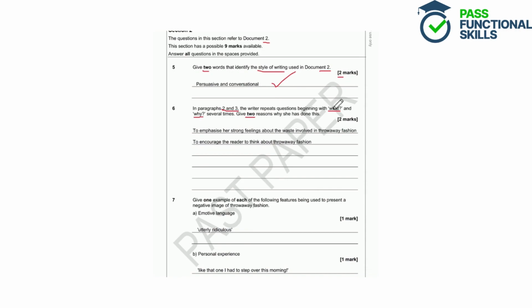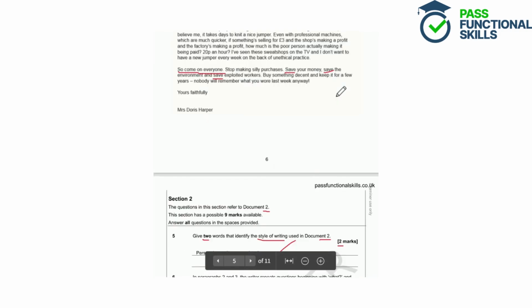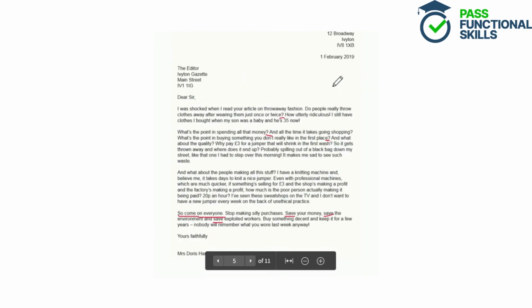So these questions are what we call rhetorical questions, and they're often used in persuasive writing to directly address the reader. So if we have a look at the source, we can see that in this paragraph here and also in this paragraph, so paragraphs 2 and 3, we've got lots of what and why questions. So we've got, what's the point in spending all that money? What's the point in buying something you don't really like in the first place? What about the quality? Then further down we've got what about the people making all this stuff?